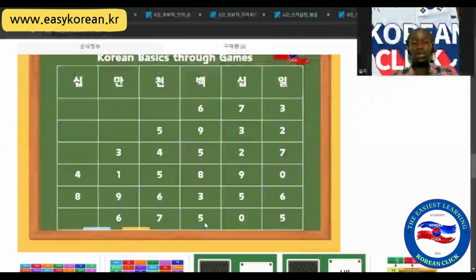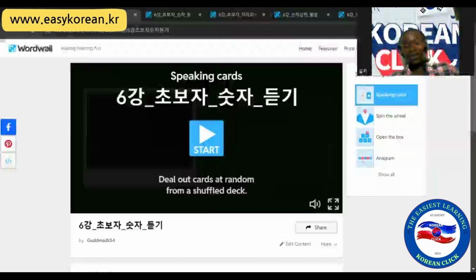7,505. So 67,505 will be 67,505. I know it might be a little difficult for now, but with time, you're going to get used to it. With a lot of practice, you're going to get used to the Korean numbers. It's not hard, but 어렵지 않나요? 너무 쉬워요.